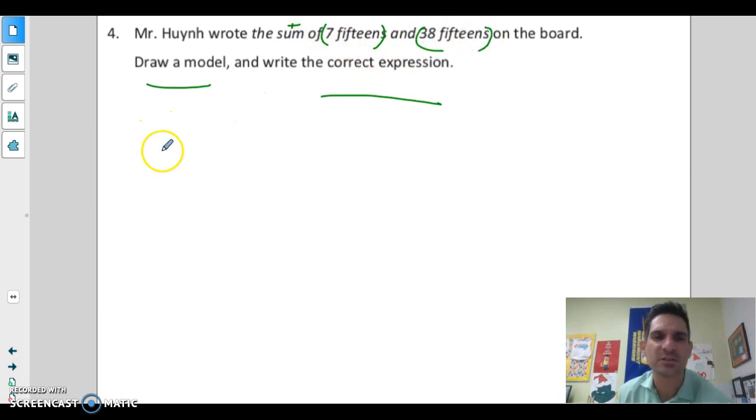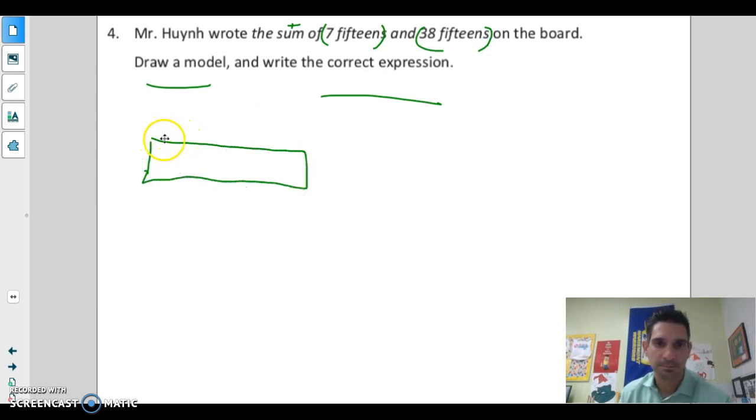So I have 7 15s. This is going to be big, so I'm going to do two tape diagrams. This is going to be 7 15s. If I have 7 15s, what does that sound like? That means I'm going to have 1, 2, 3, 4, 5, 6, so there's 7 spots, and I'm going to have 15 in each. Dot, dot, dot, 15. Or you could say 7 times 15.